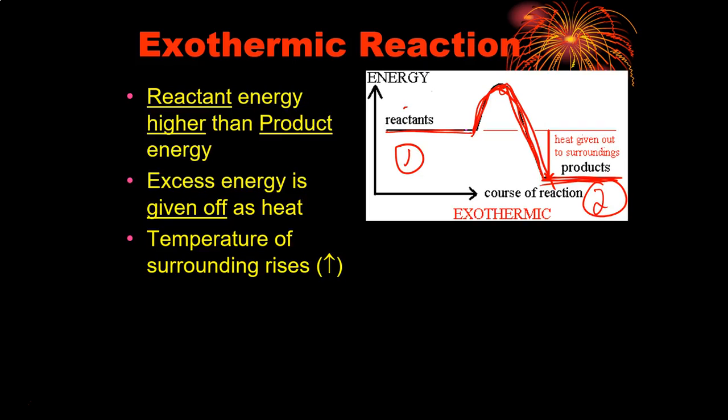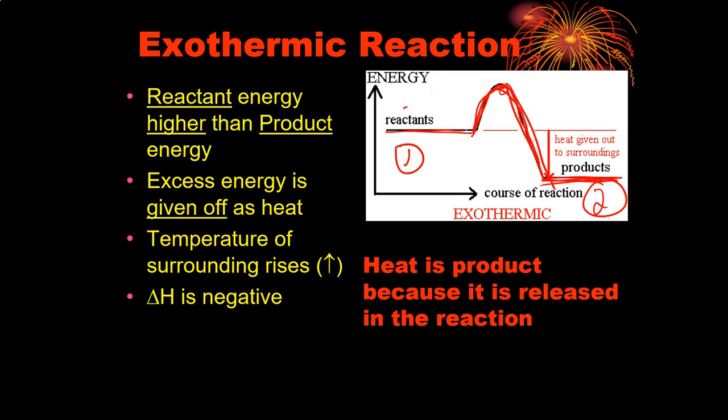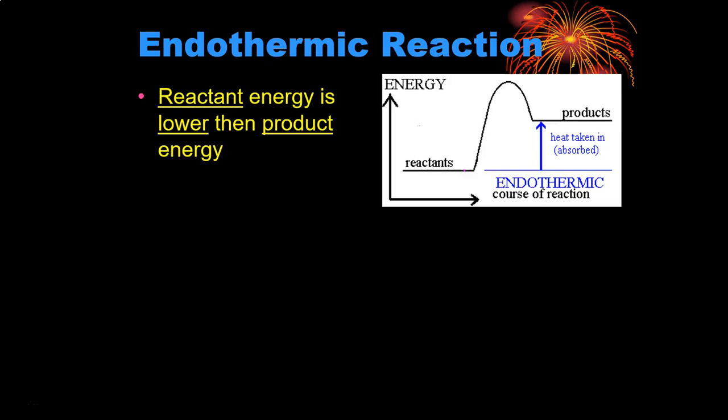And because we're shedding off that energy, we say that the temperature of our system rises. So anytime the reaction gets hotter, we would go ahead and call that an exothermic reaction. So think of hand warmers as exothermic reactions because they get hotter. We also say that delta H is going to be negative for any exothermic reaction. Another way we can say this is that heat is a product, because it's released. So because we're giving it off, we end up with heat. Anything we end up with is considered a product.